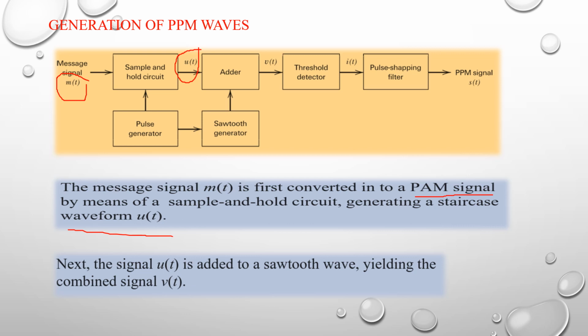Next, the signal u of t, which is the output of the sample and hold circuit, is added to a sawtooth wave. So this is the sawtooth generator, and we apply to the adder circuit. The adder inputs are u of t and sawtooth, yielding the combined signal. So the combined signal is v of t. So v of t is the adder circuit output.